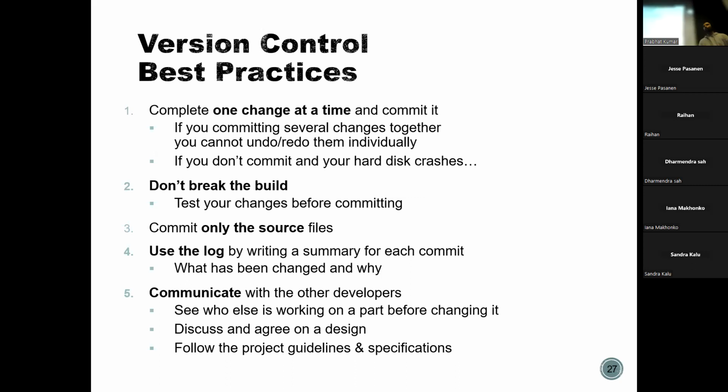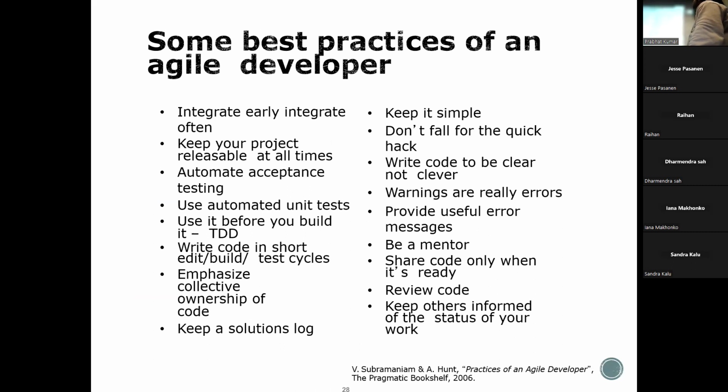So what is version control actually about? If you see the whole process, it talks about different steps that you have to follow. For example, complete one change at a time, and then you should commit it. Don't break the build. Commit only the source file. Use the log by writing a summary of each commit. Communicate with each other who are there in the development team, and so on. So this is how you can control the version, and these are some best practices that you can follow during Agile development. You can go through these slides on your own.